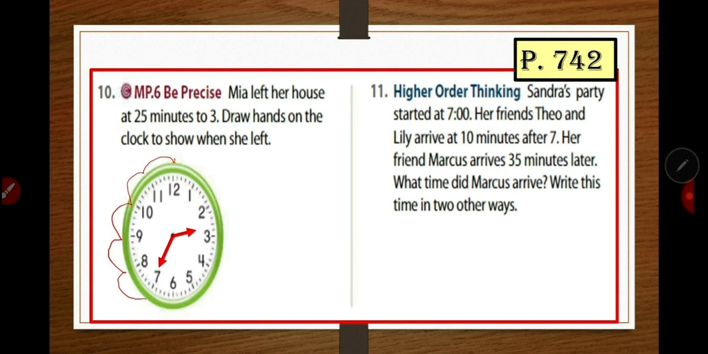Okay, next, number 11. Sandra's party started at 7 o'clock. Her friends Theo and Lily arrive at 10 minutes after 7. Her friend Marcus arrives 35 minutes later. What time did Marcus arrive? Write this time in 2 other ways. Can you answer that? Okay, done? All right, we have 7:45, or you can.